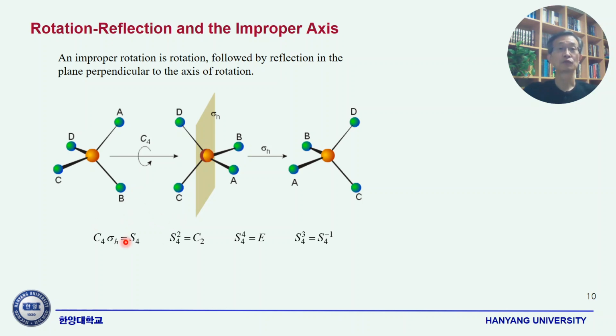If you do S4 twice, one and another one, that's C2: A goes here and then B goes up. That is the way it is done. Then the C2 rotation, and if you do it four times, you are identical back to this position. C2 twice is how that works. And three times is just the S4 inverse. So these are the relationships of the S4 operation.